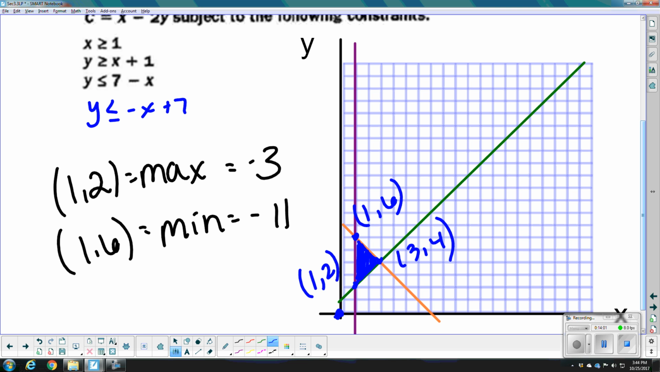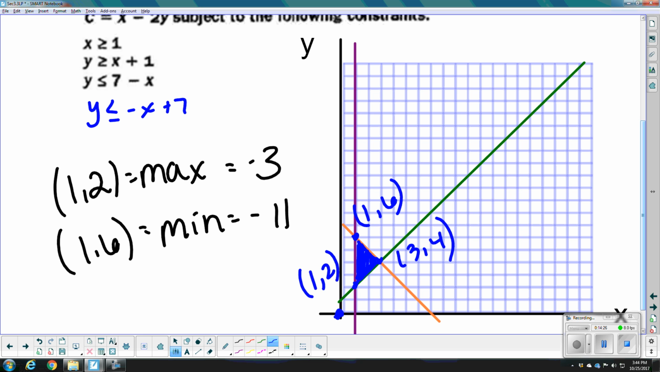And then if you plugged those values into your objective function, where x is 1 and y is 2, you got an output of -3. If you plugged in 1 and 6, that coordinate, into your objective function, you got an output of -11, which turns out to be your minimum.